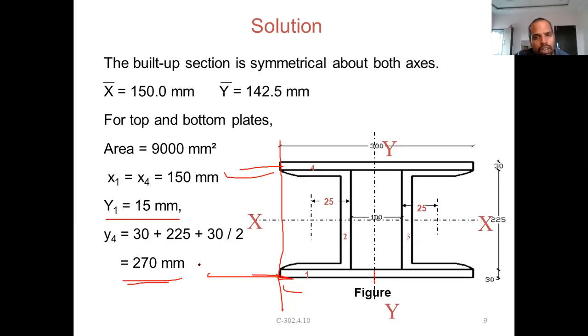We got it, right? Of course, that may or may not be required. Generally we will go with a different procedure. This y4 may or may not be required, and this y1 also may not be required. Okay, for us x1 and x4, of course, are fine.